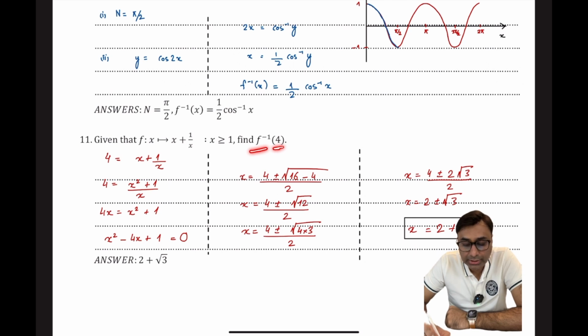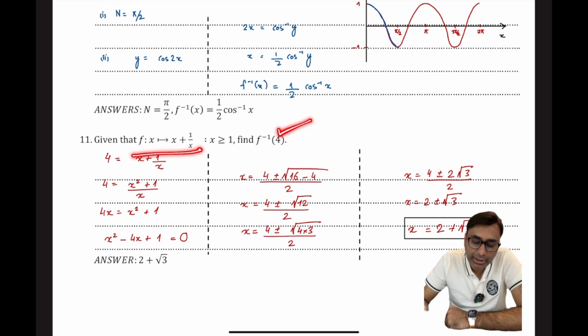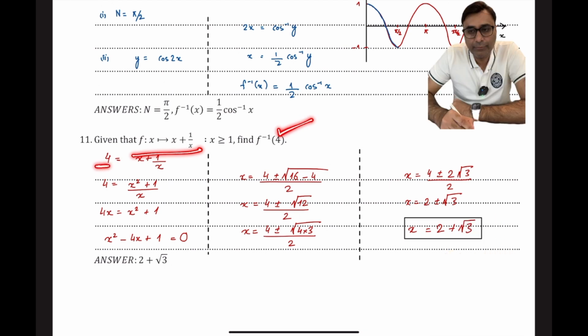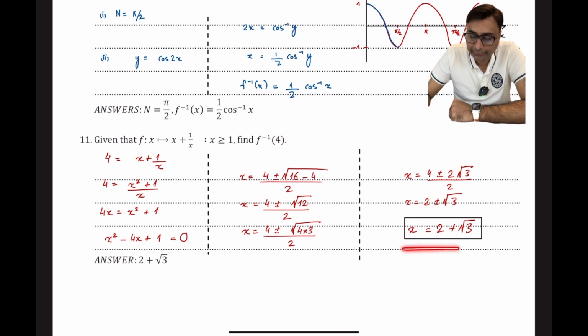So for the original function, it would be the range, because by finding the inverse, we're just switching domain and range. So without finding the inverse function, I can directly put 4 as the range of the function, save myself quite a bit of algebra, and solve it to get the value of x. But I also know that x has to be greater than or equal to 1. So out of these two options, I'm going to pick the value of x which is greater than 1.